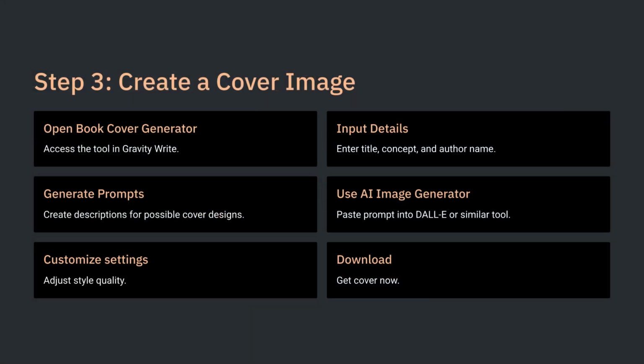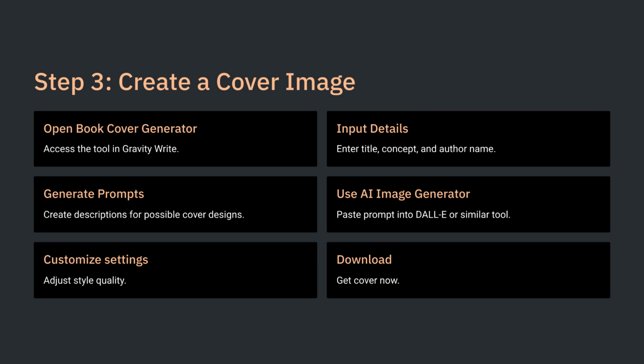A compelling book cover can make or break your book's success. Use AI to design an eye-catching cover quickly. Steps to create a cover image. 1. Open the book cover image generator in GravityWrite. 2. Input the title of your book, the main idea or concept, the author's name. 3. Generate a set of prompts describing possible cover designs.